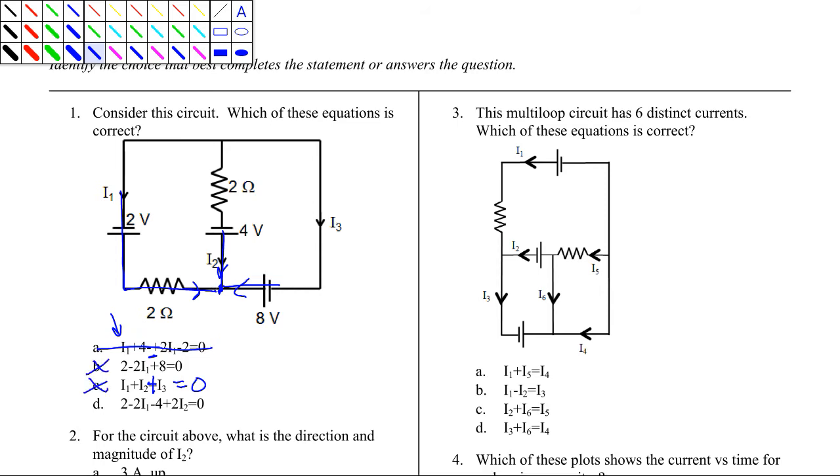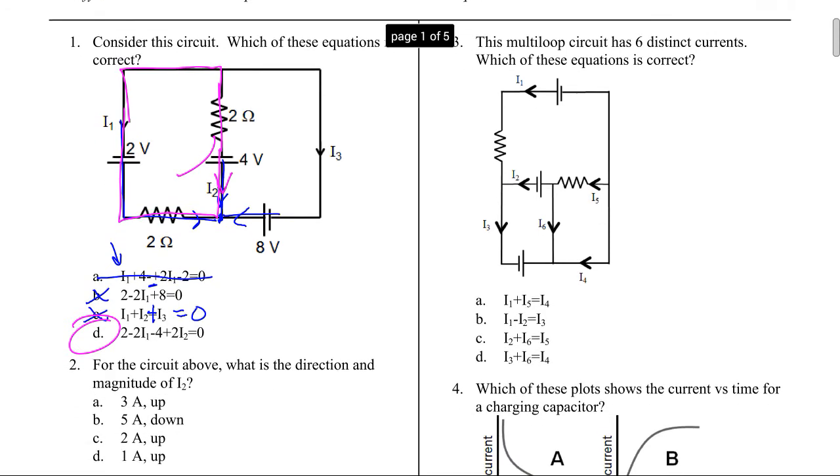And then hopefully this last one is correct. I have 2 minus 2I1, so far so good, minus 4, that's right because I'm going from high to low, plus 2I2, that is correct because I'm going against the current, so that's positive. So D is the right answer.